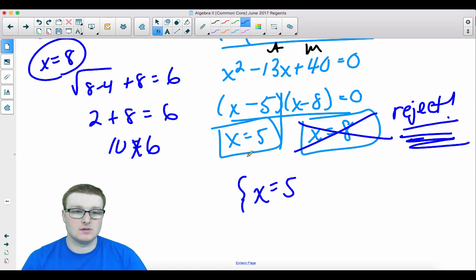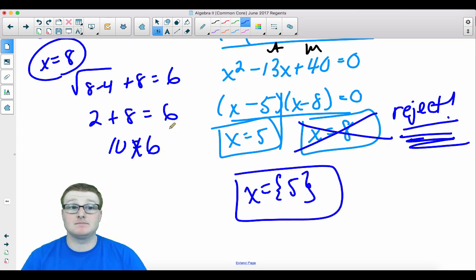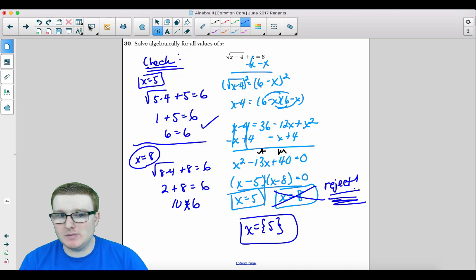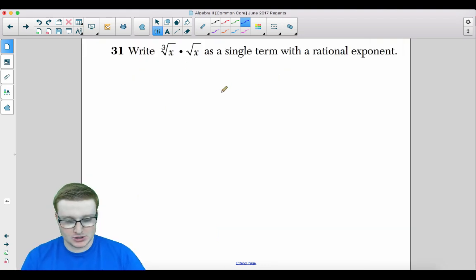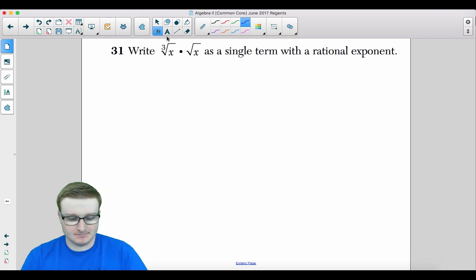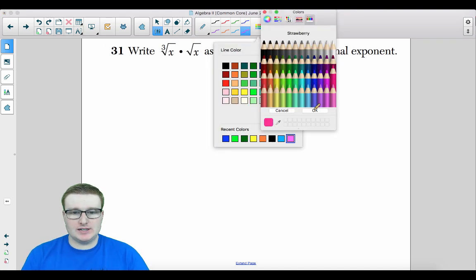Actually, let me put in swirly brackets. X is equal to 5. That's it. Done. Pretty simple problem. Not too bad. How are we doing so far? I hope we're doing well, because I know that we did the problems first, right? Yep. Okay, moving on to this question.